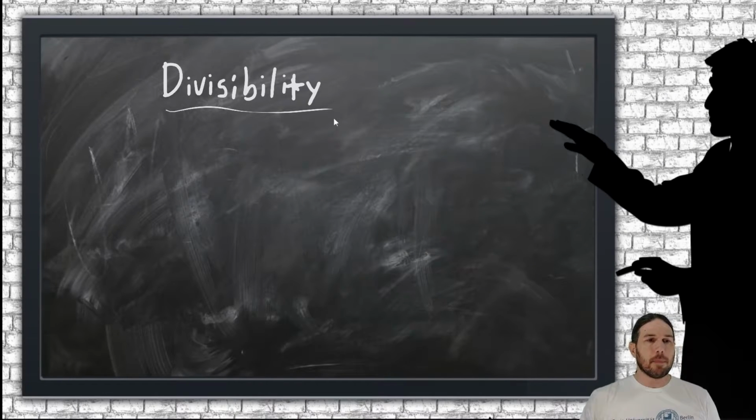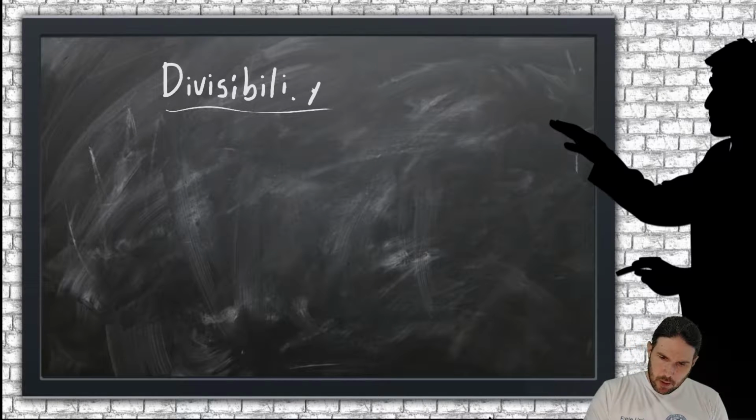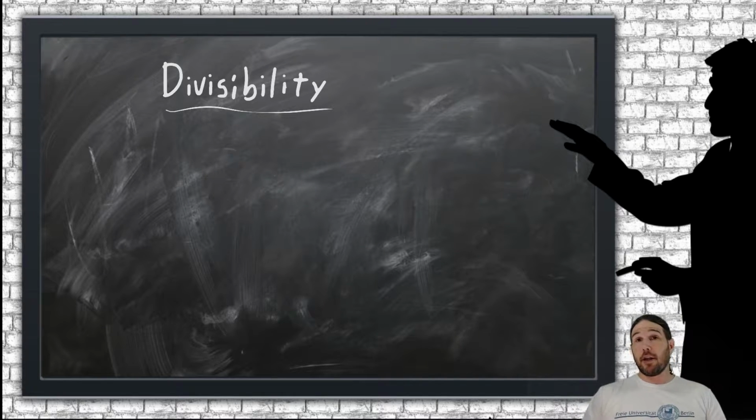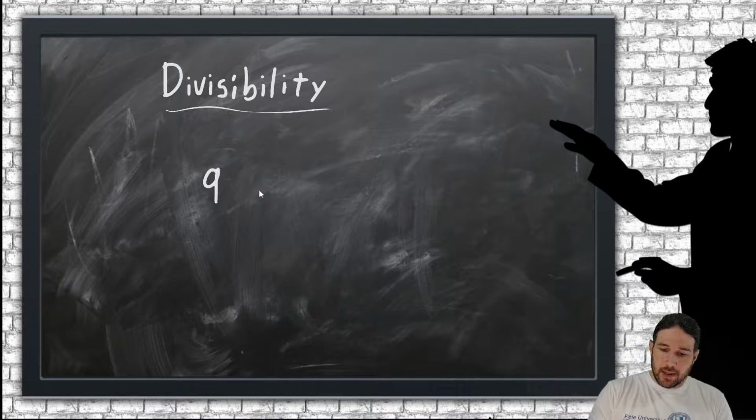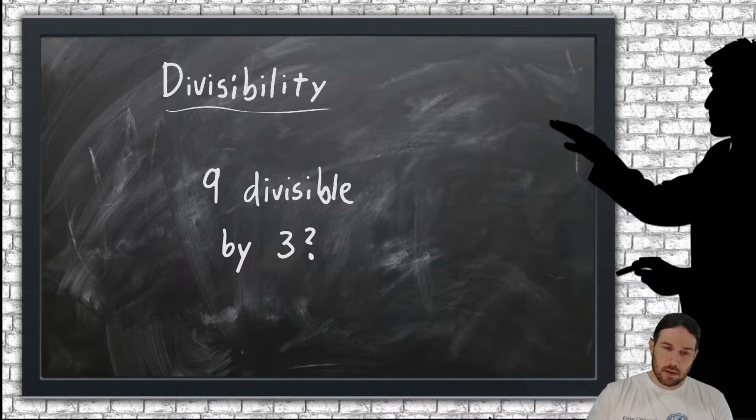When I talk about divisibility, what do I mean? Well, I mean, can this number be divided by another number? For example, is 9 divisible by 3? Yes, it is, because 9 is 3 times 3.